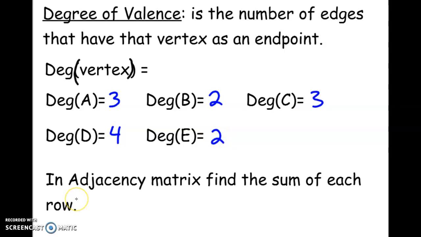Okay, so again, to figure out the degree of valence, we can, in our adjacency matrix, find the sum of each row. So just add up those numbers in each row.